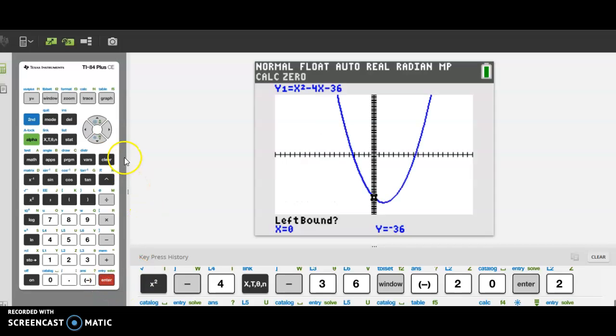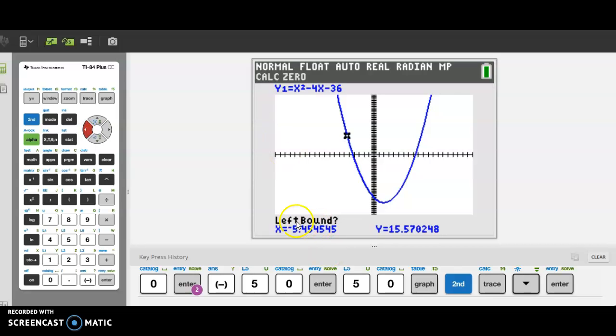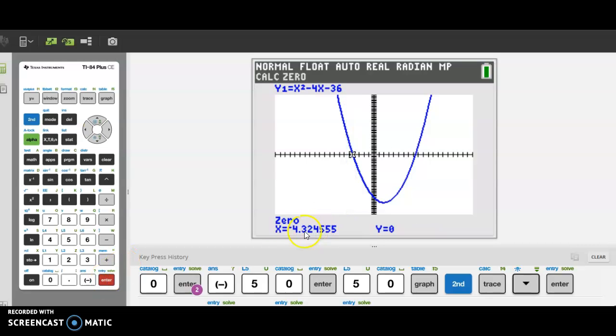Hit enter when you're on that. And as you move your cursor to the left, notice that it says left bound. So to the left of the x-intercept, hit enter. Move it to the right of the x-intercept, hit enter, and then somewhere in between, and it gives you the correct answer.